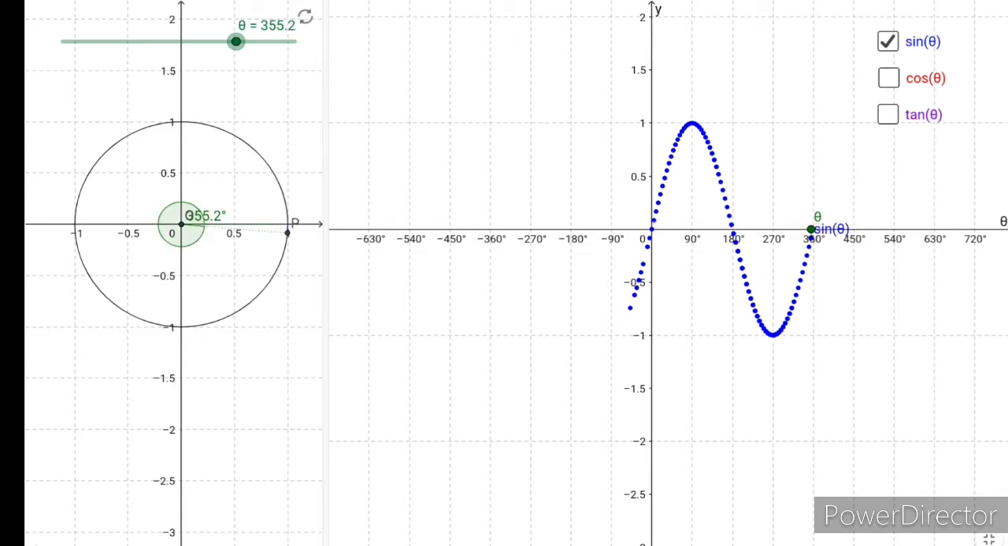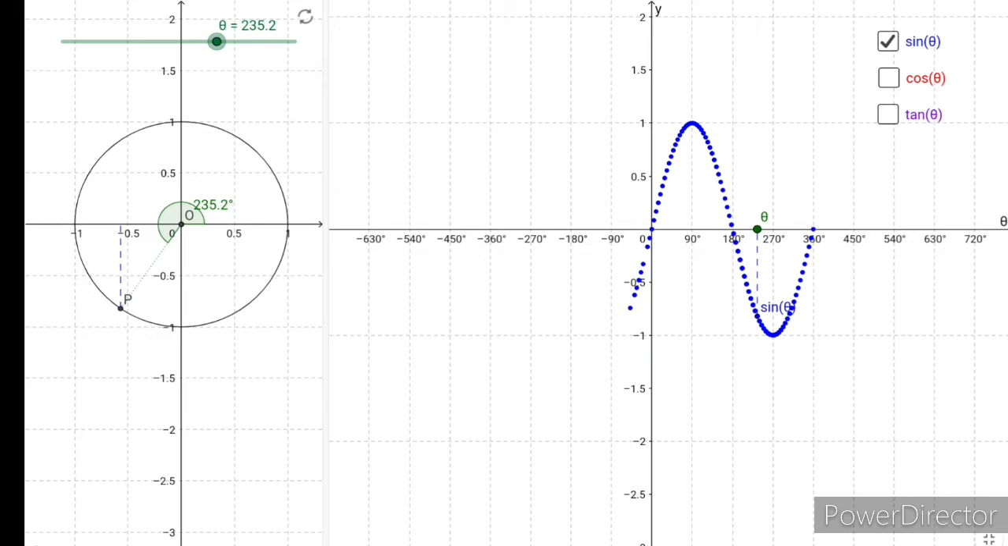If you observe the graph of sin theta, from 0 to 90, it keeps on increasing. At 90, it becomes 1. Again, after 90, it keeps on decreasing. At 180, it becomes 0, because we have seen that at 180, the length of this dotted blue line is 0. Similarly, after 180, the length is increasing, but it is in the negative direction.